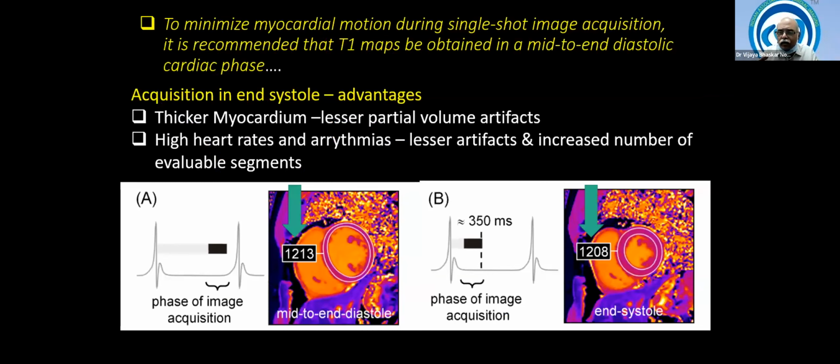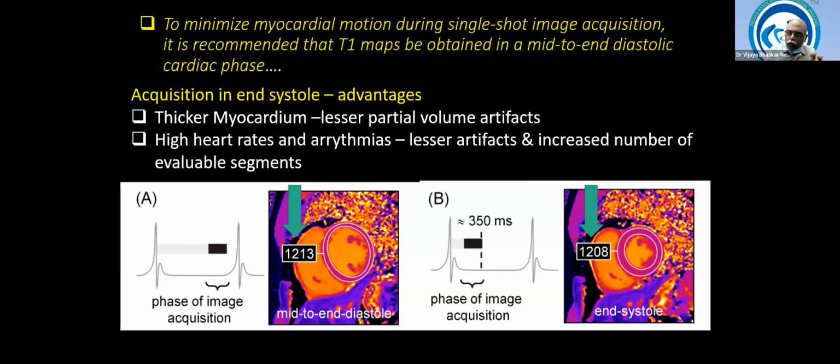How do you acquire? It's very important for all of us. Usually, all the acquisitions take place in diastole, mid to end diastole, because less movement occurs at that time. Number one. Now, when you acquire in systole, there are arrhythmias and high heart rate variations. Try to acquire in systole. All of you know the diastolic phase at high heart rates is very short compared to systole.